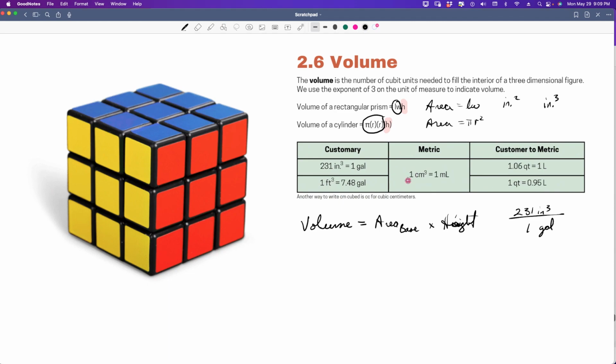We have 1 cubic centimeter is the same as 1 milliliter. So we don't have to cube milliliter because liter is already cubed. It's already a measure of capacity. So we can do customary to metric. We can swap those back and forth as well, from quarts to liters and liters to quarts.